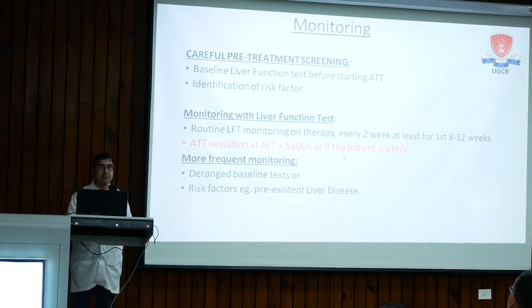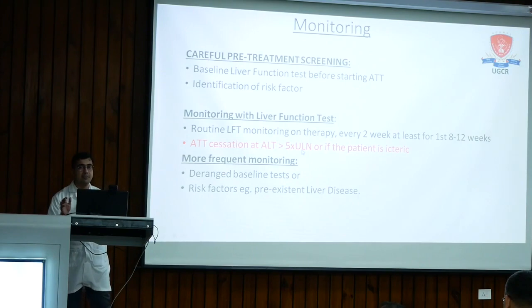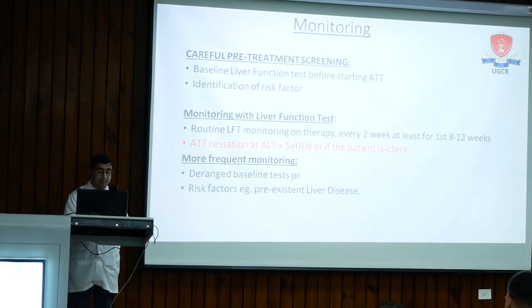And if at any time the ALT level crosses 5 times the upper limit, the upper limit being 40 in males and 18 in females, the ATT should be stopped. If the patient had baseline derangement of LFTs, or any pre-existing liver disease, then the frequency of LFT should be even narrower. Instead of 2 weekly, they should be monitored every 3rd day or every 5th day.